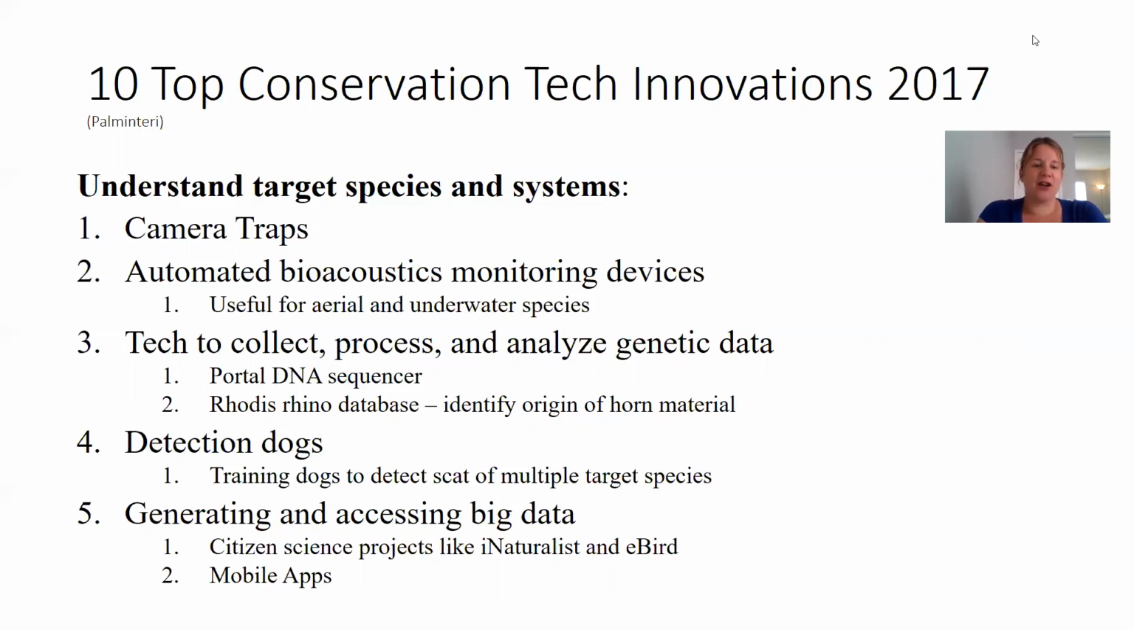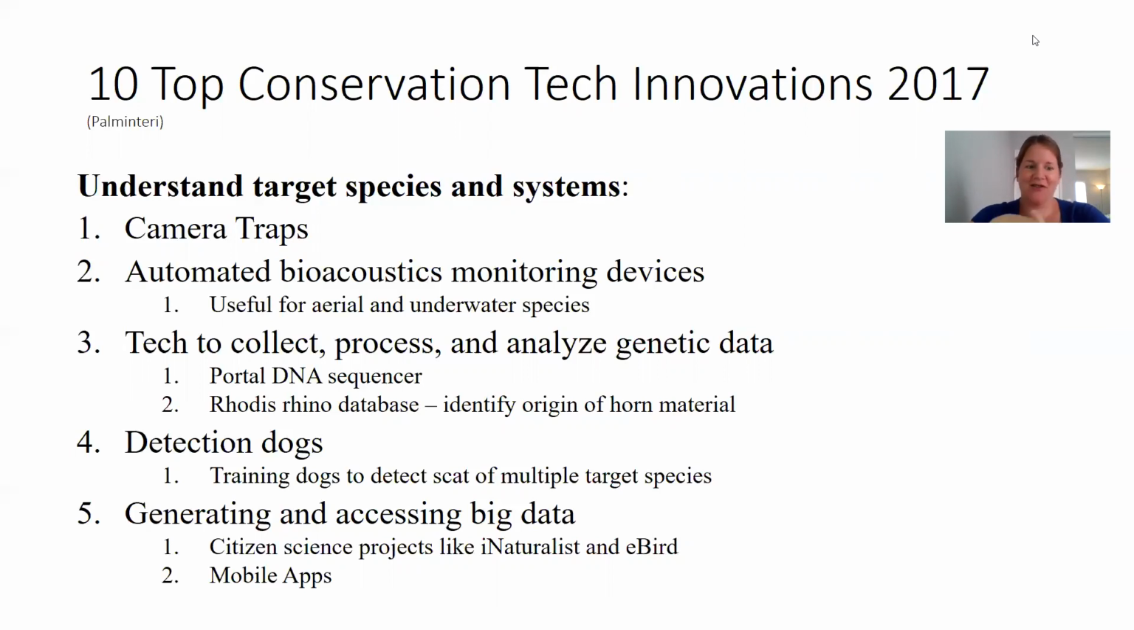Number 3 is analyzing genetic data. Genetic research has actually come a long way in the last few years. This is one way that conservationists can track where wildlife species came from, who's related to who. Another example is that it's being used to identify where rhino horns and elephant tusks are coming from, whether they've been poached recently or if they're legal. So that's another way it's used for tracking some of these frowned upon items, I guess.